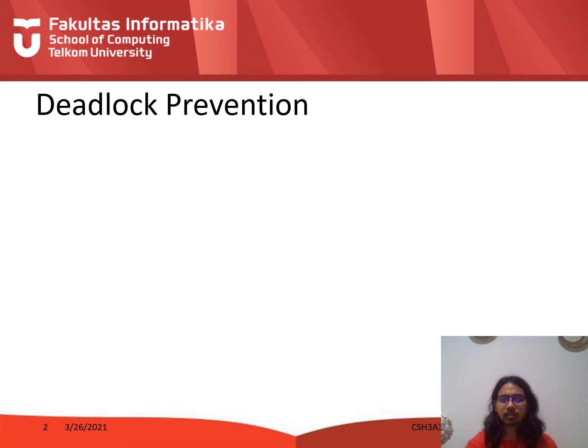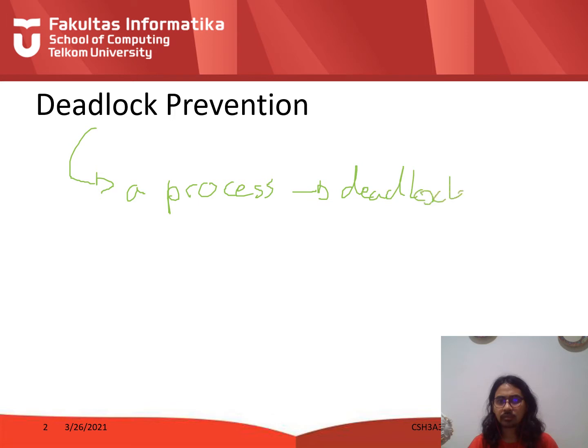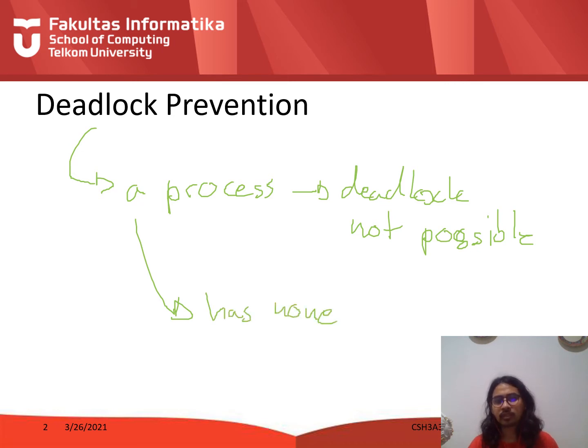Like we discussed in the previous video, the way to prevent deadlock is to create a process where deadlock is not possible. We create a process that has none of the three conditions we discussed earlier.